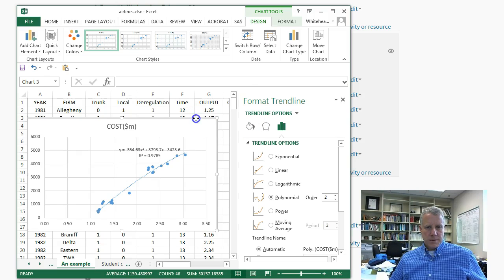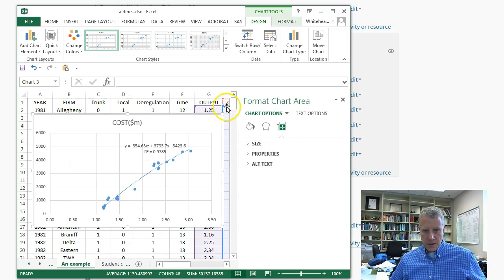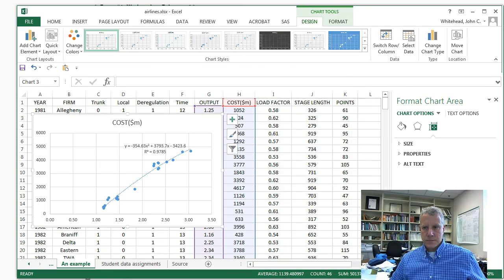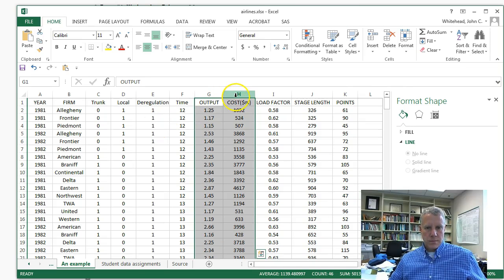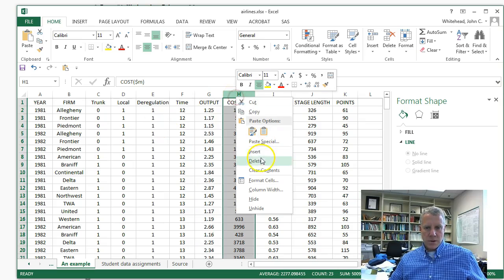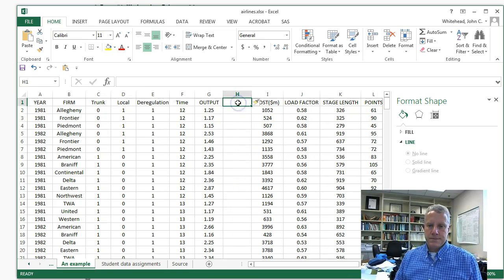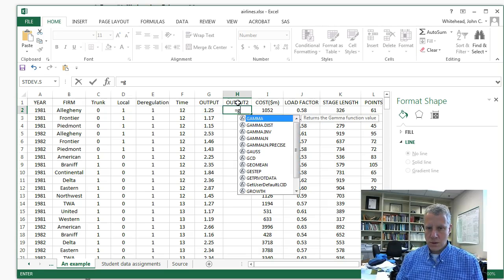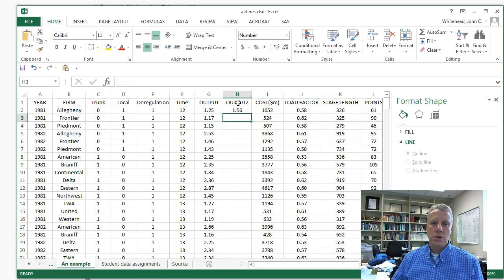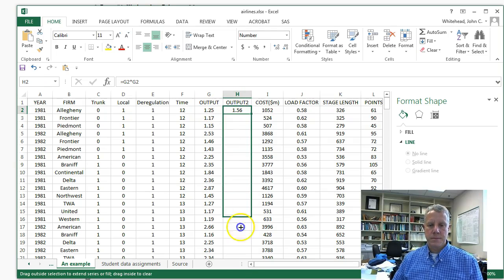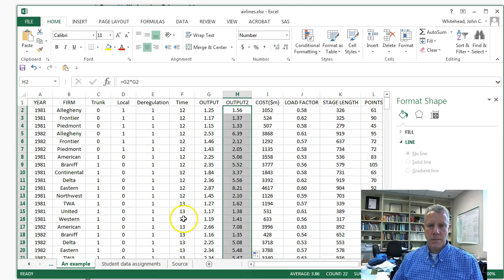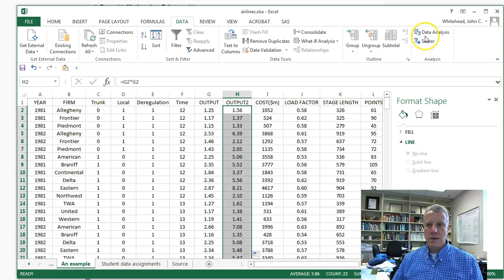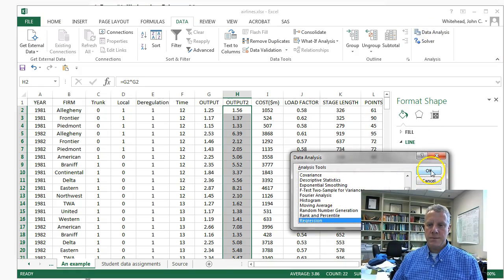So let's see. Let's do that. To estimate the regression model, I'm going to insert a column and call this output squared. So G2 times G2 gives me a squared term. And let's go Data Analysis, Regression.